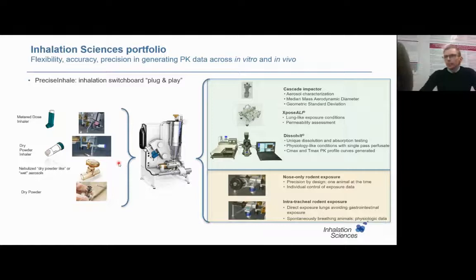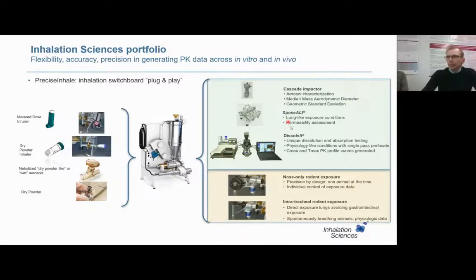If you start looking at the in vitro modules, we have an aerosol characterization kit to characterize the aerosol. We use then a Marple cascade impactor, providing MMAD and geometric standard deviation. We also have a cell culture exposure module, ExposeAli. Here you can expose cells in an air-liquid interface, providing permeability assessment or tox testing.